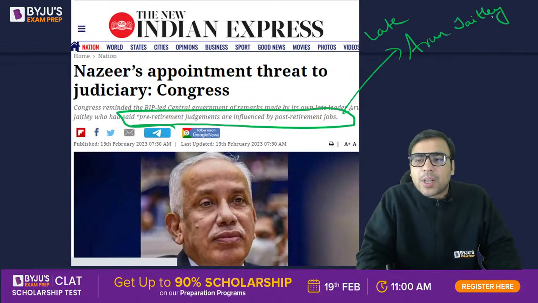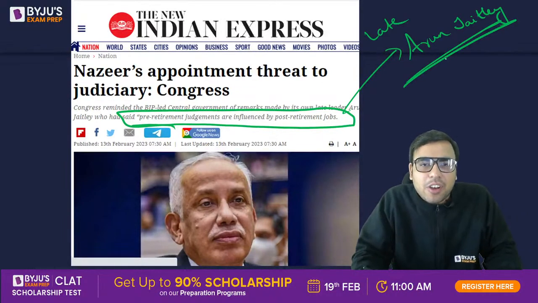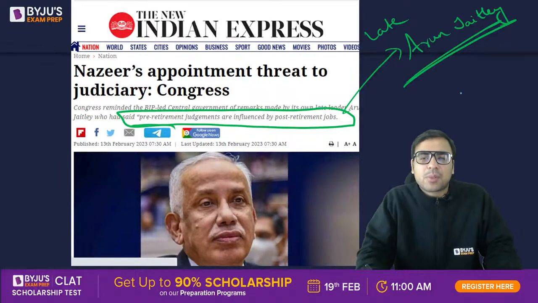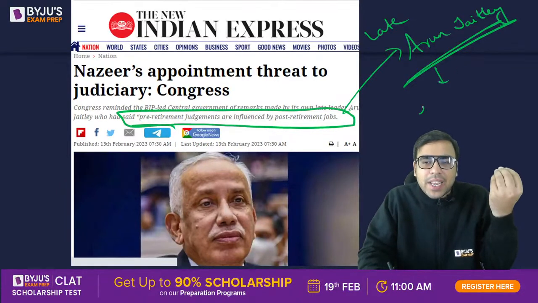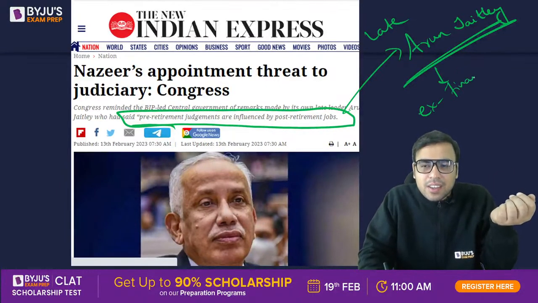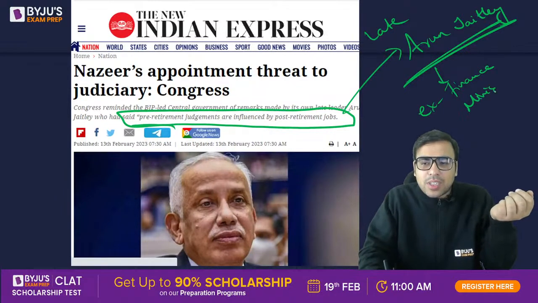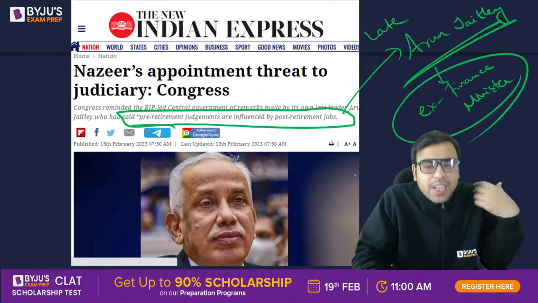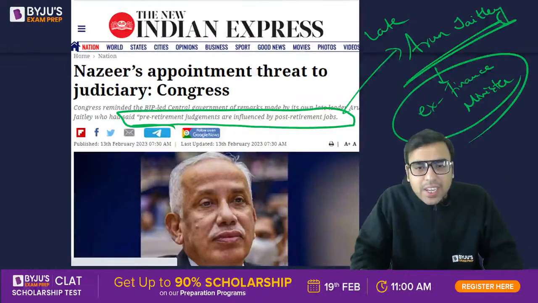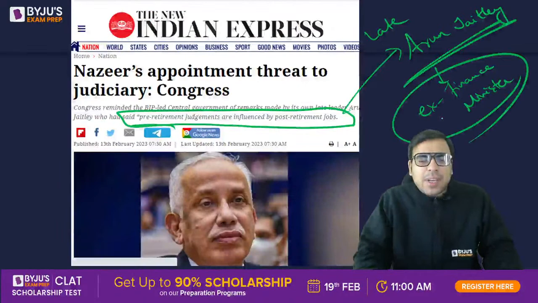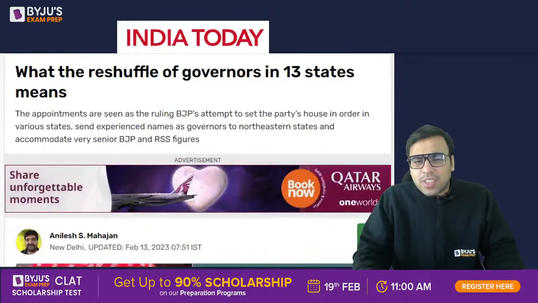Maybe they may ask, because it comes in the news again and again whenever a former judge of the Supreme Court is appointed to a position. This Arun Jaitley statement is widely circulated. Arun Jaitley was the former finance minister of India, and he is no more right now, so just have an idea about it. Maybe they can ask these questions. We are not going into those criticisms as well, because you are supposed to read them on your own.